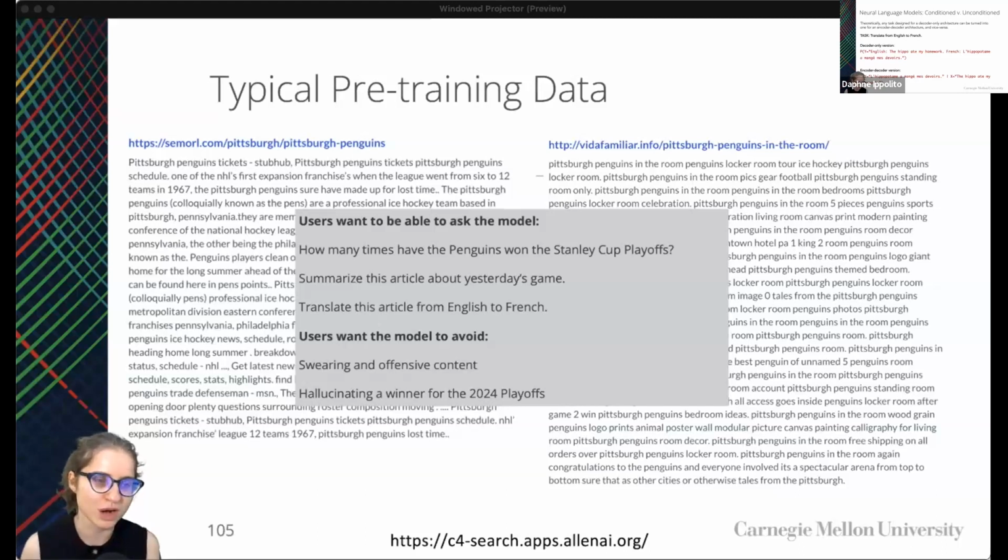And users also want models to avoid swearing or generating offensive content, or possibly hallucinating a winner for the 2024 playoffs that haven't happened yet. And so one of the fundamental questions is, how do we go from a model that was just pre-trained on all of these giant amounts of web documents, which are kind of low quality on average, to a model that can do these things that users want them to do and avoid things that users don't want them to do? And this is called alignment. So when people talk about alignment, that's what they mean, getting models to be good at the tasks that humans want them to do.